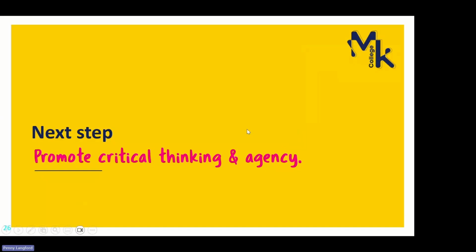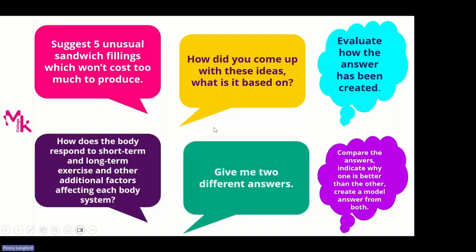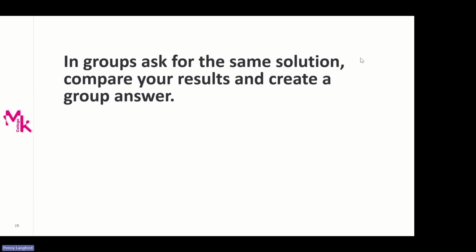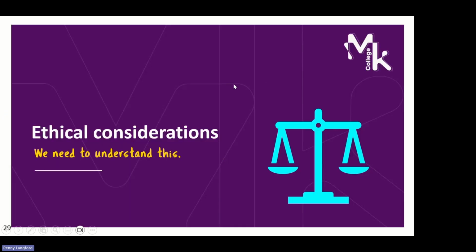Okay, so you've done that, but as was alluded to earlier, we need to be supporting students to take that one step further and promote critical thinking and agency, exactly as you have done in that activity, but going further, say asking, how did you come up with these ideas? What's it based on? Give me 2 different answers. Evaluate how the answer's been created. Get students to compare answers. And as we saw, people had different answers. So what we would get is students to ask for the same solution, compare results, create a group answer, evaluate the result, why it's good and why it isn't. So building on that and looking at critical thinking.